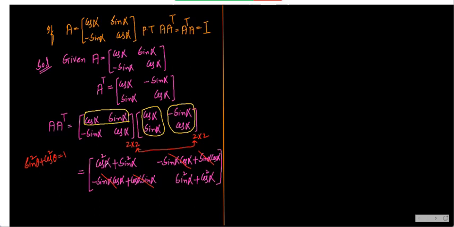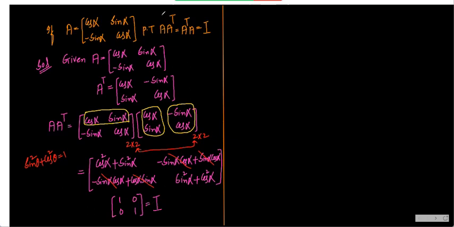Sine first or cos first, no problem in addition. Sin square alpha plus cos square alpha value is 1, so this value is 1 here, this is 1 here, nothing is left as 0 here, nothing is left as 0 here, 1, which is nothing but identity matrix. Did you read the definition of identity matrix? So A into A transpose is equal to identity matrix.